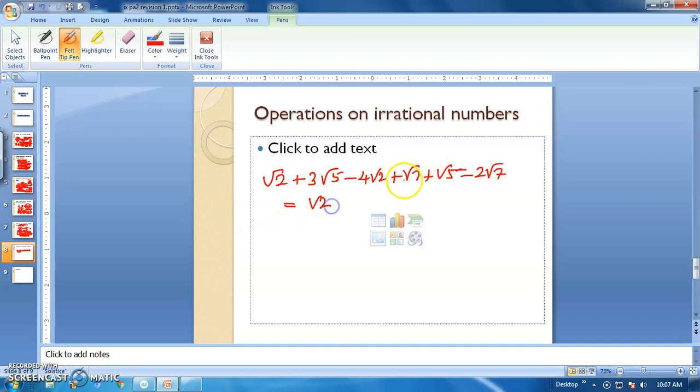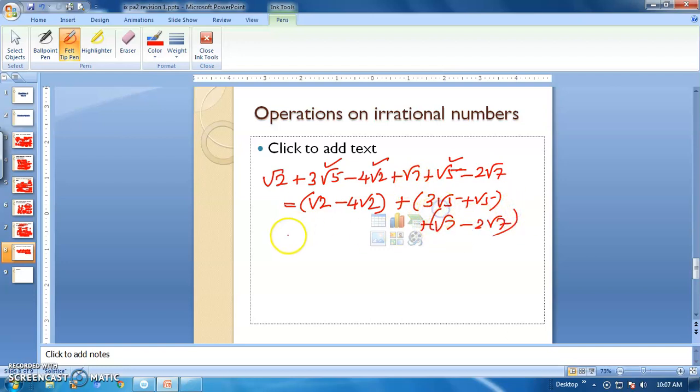So root 2 and the other root 2 is here, that is minus 4 root 2. I combined these root 2 terms. Next, the root 5 term is there. Here the root 5 term is there and here also. So plus 3 root of 5 plus root of 5. And the remaining is nothing but the root of 7 terms, that is root of 7 minus 2 root of 7.